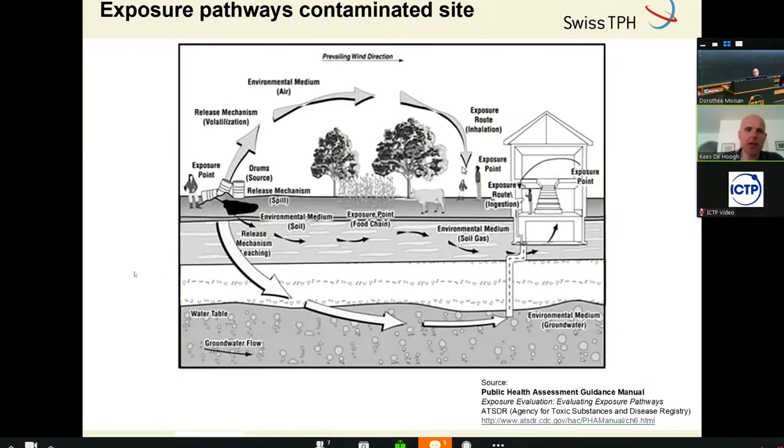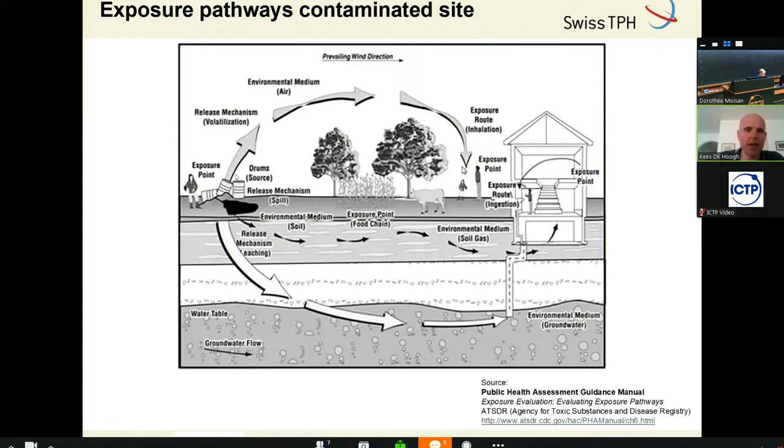So imagine here on the left, we see a source of exposure, a source of pollution, I must say. Here we have some drums, some oil drums, for instance. They've been lying there for a long time, so they start corroding and spilling into the soil. From there, it gets into the groundwater. From the groundwater, it gets into drinking water, a borehole, for instance, and gets into the house and gets ingested by drinking it. Other pathways are from the air.